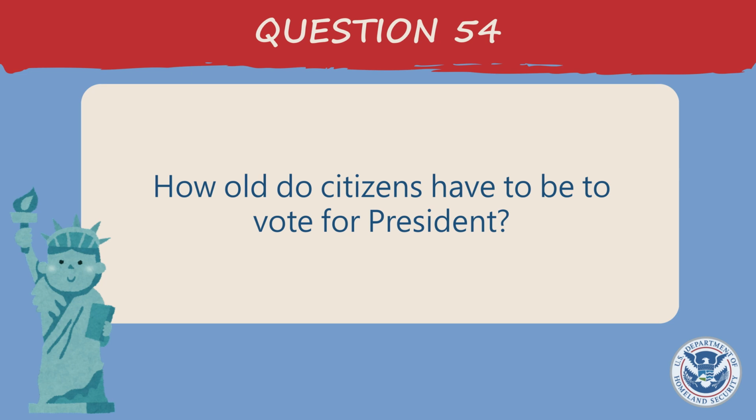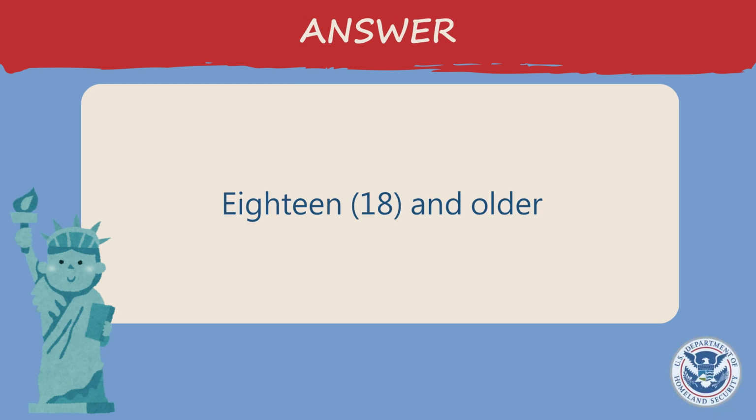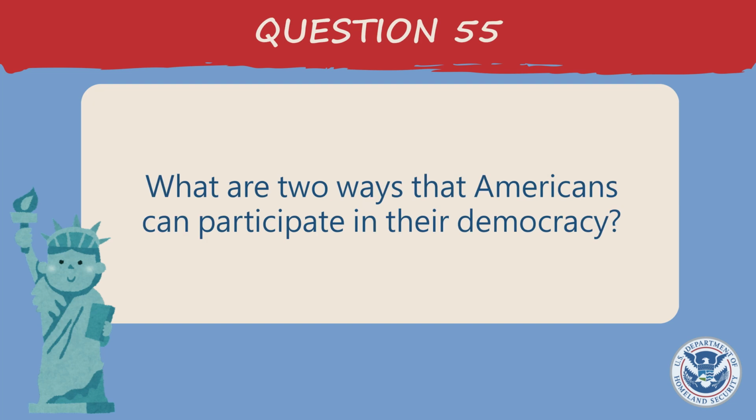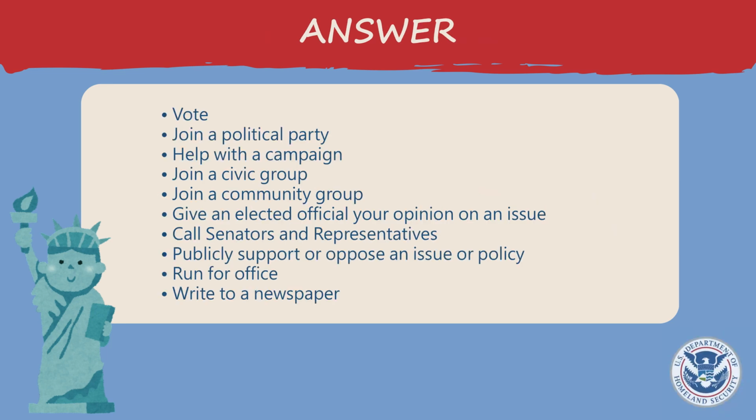How old do citizens have to be to vote for president? 18 and older. What are 2 ways that Americans can participate in their democracy? Vote, join a political party, help with a campaign, join a civic group, join a community group, give an elected official your opinion on an issue, call senators and representatives, publicly support or oppose an issue or policy, run for office, write to a newspaper.